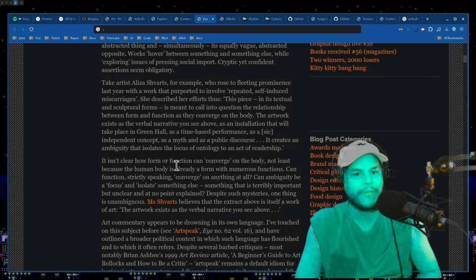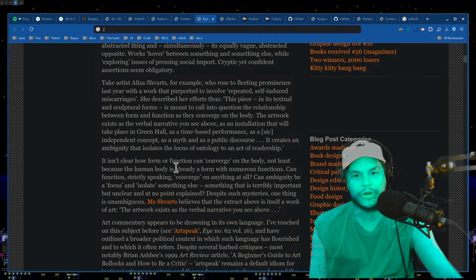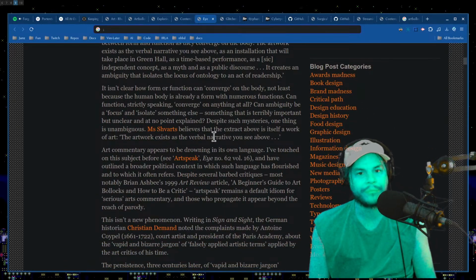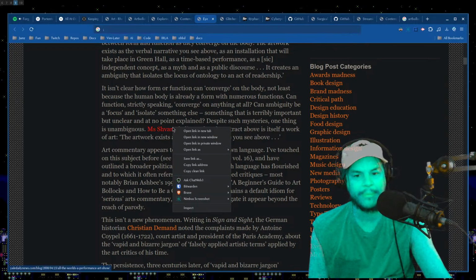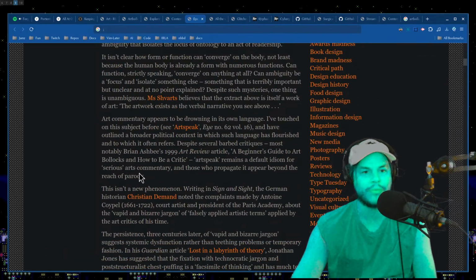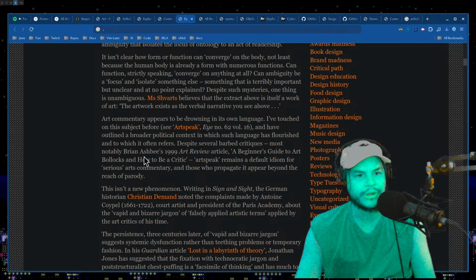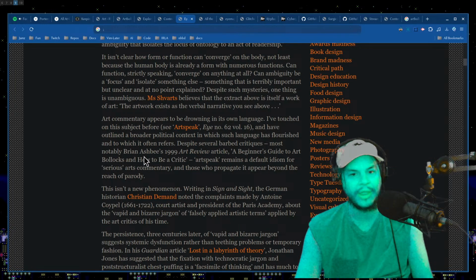It isn't clear how form or function can converge on the body, not least because the human body is already in form with numerous functions. Can function, strictly speaking, converge on anything at all? Can ambiguity be a focus or isolate something that is terribly important but unclear and at no point at all? Despite such mysteries, one thing is unambiguous. Ms. Schwartz believes that the extract above is itself a work of art. The artwork exists as a verbal narrative you see above. We don't like this Aliza person. Our commentary appears to be drowning in its own language. I've touched on the subject before. See Art Speak, and have outlined a broader political context in which such language has flourished, and to which it often refers. Despite several barbed critiques, most notably Brian Aspie's art review article, A Beginner's Guide to Artbollocks and How to Be a Critic, Artspeak remains a default idiom for serious art commentary.